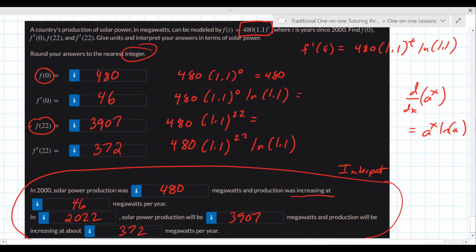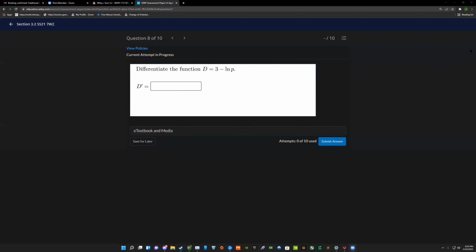Okay, let me snip this. It looks like we're moving to something related, but going back down to an easier kind of question here. So let's do this. All right, let me share my screen.